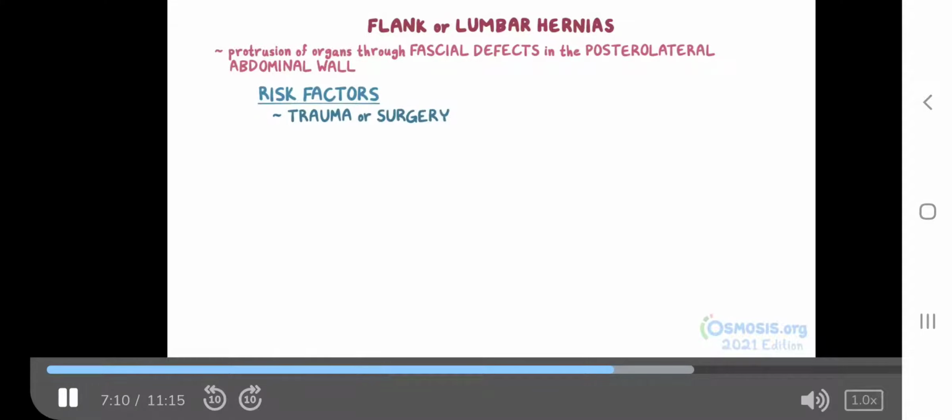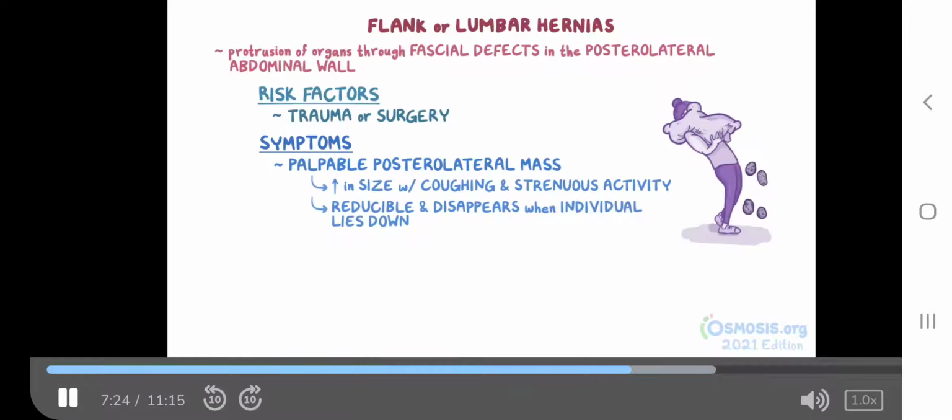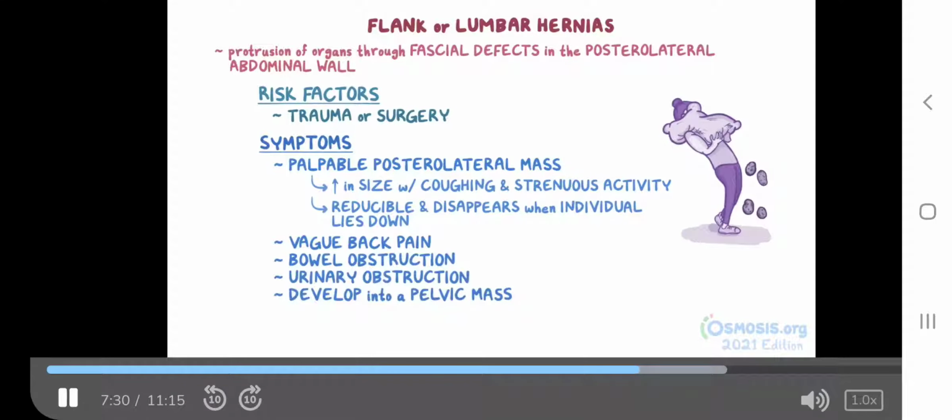The most common presentation of a lumbar hernia is a palpable posterolateral mass that increases in size with coughing and strenuous activity. The mass is usually reducible and disappears when the individual lies down. Lumbar hernias can cause vague back pain, bowel obstruction, urinary obstruction, or develop into a pelvic mass.